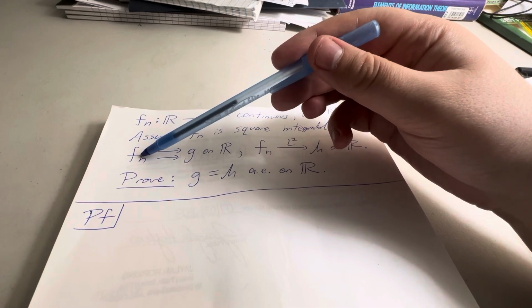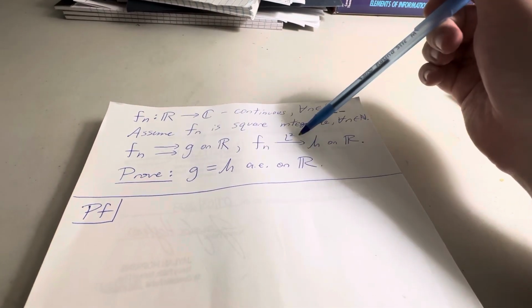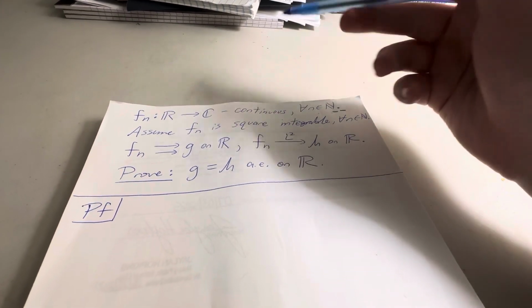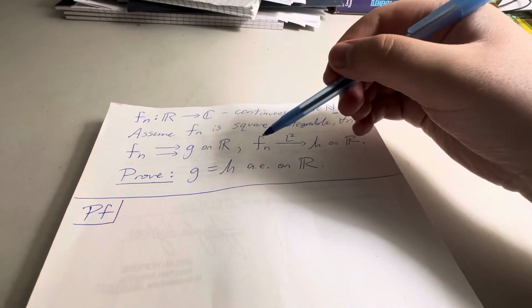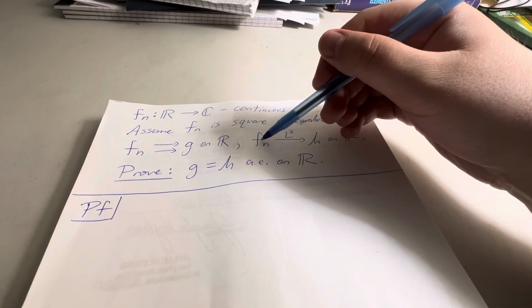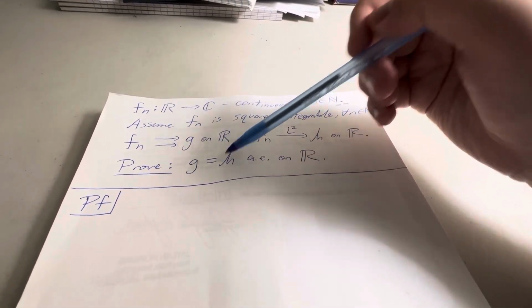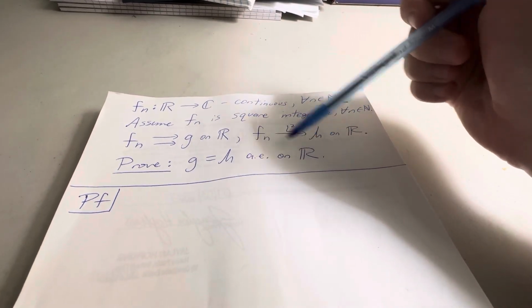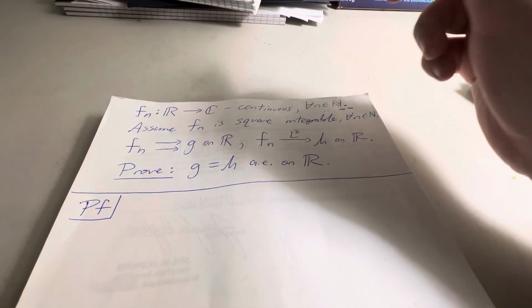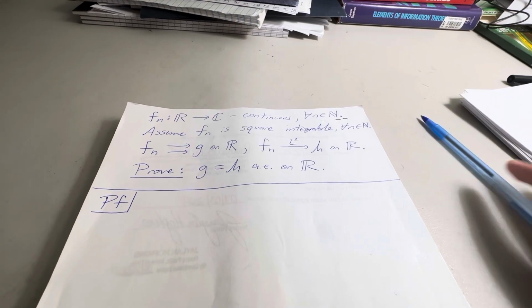We say that Fn converges uniformly to G on R, and Fn converges to H in the L2 sense, which means that you take the absolute value of this minus that, and then take the integral, and then pass the limit through, or take the limit of it, and it tends to 0. We want to prove that G is equal to H almost everywhere on R, which means that these two functions are basically the same up to a set of measure 0, which means they only differ on a set of measure 0.